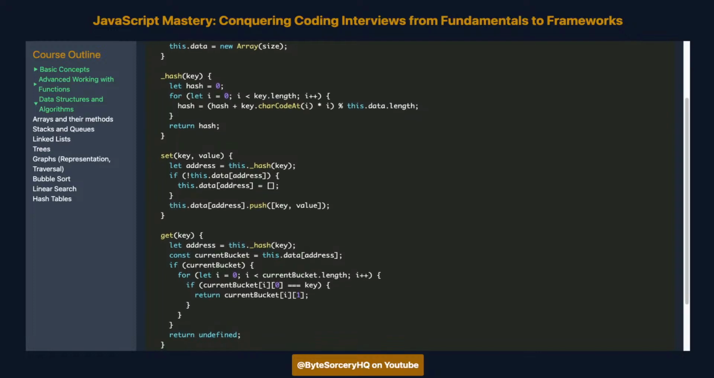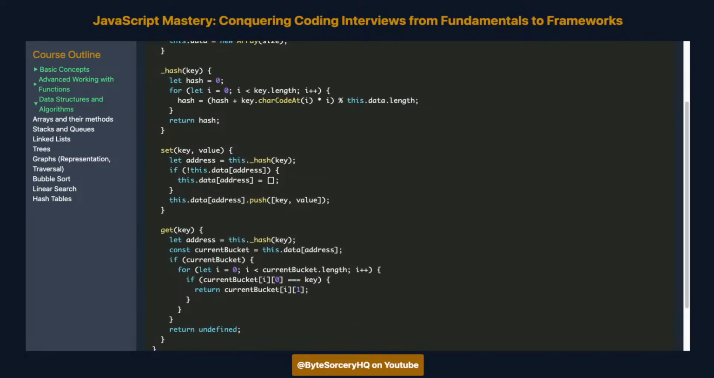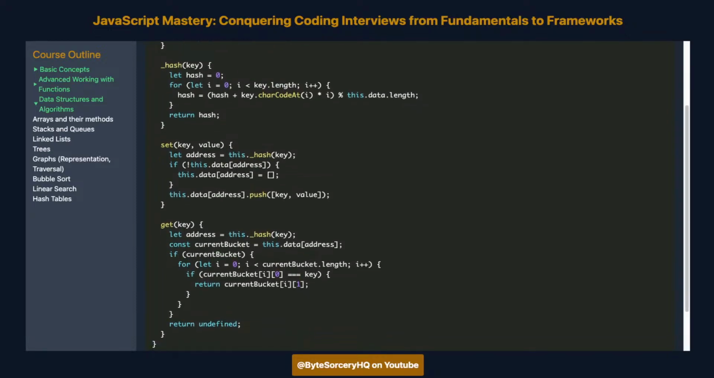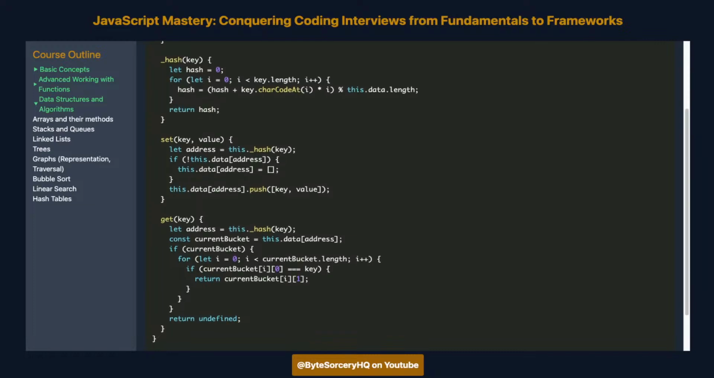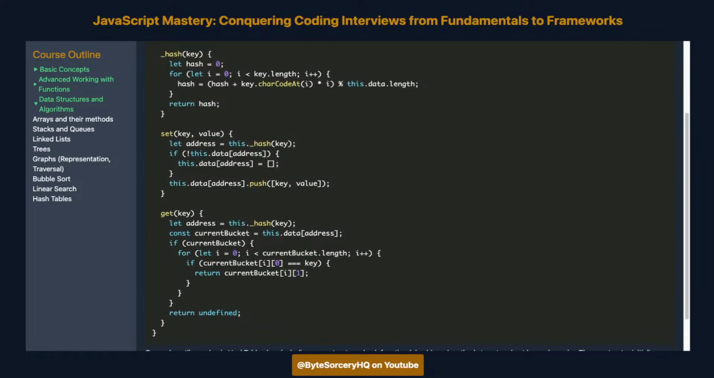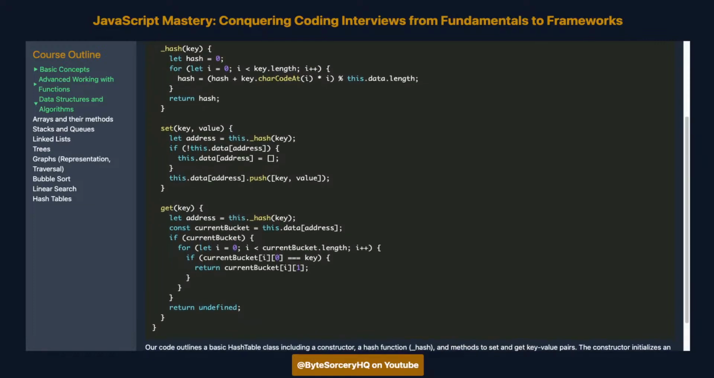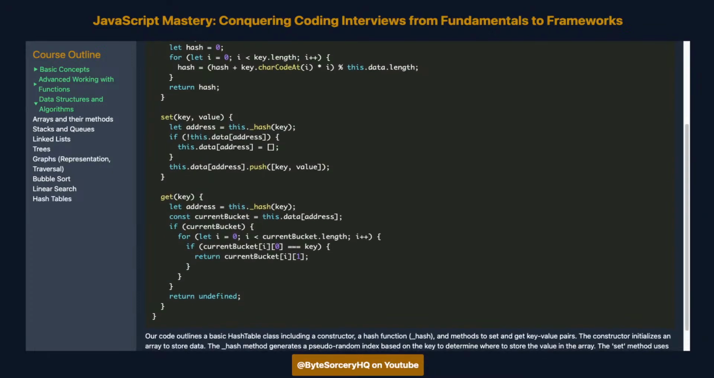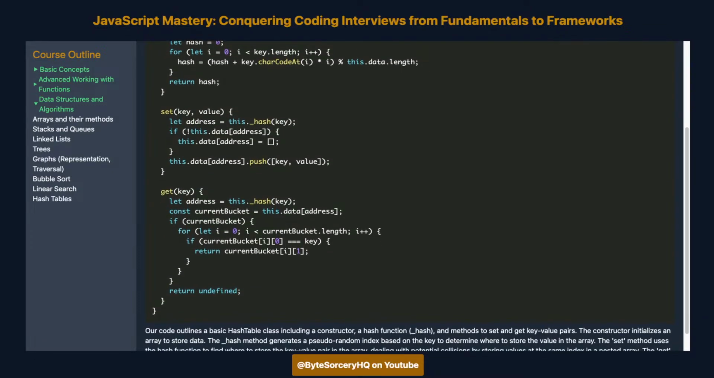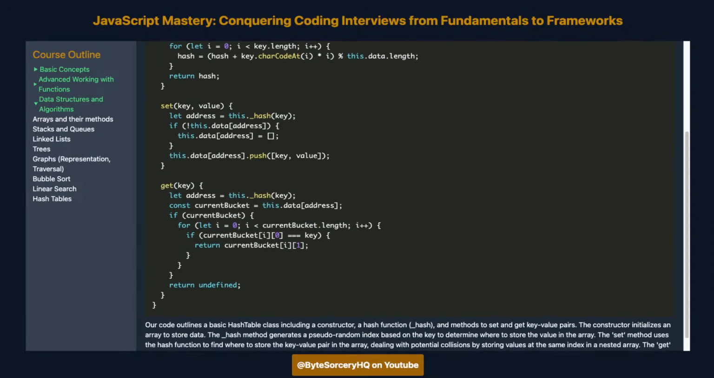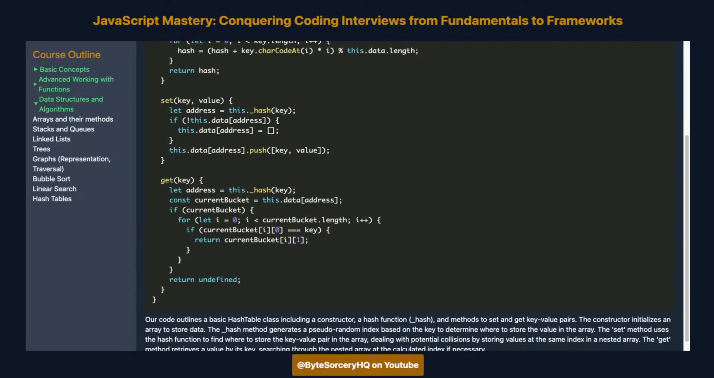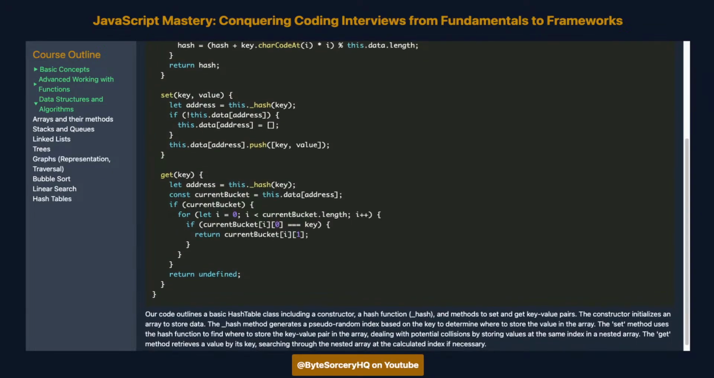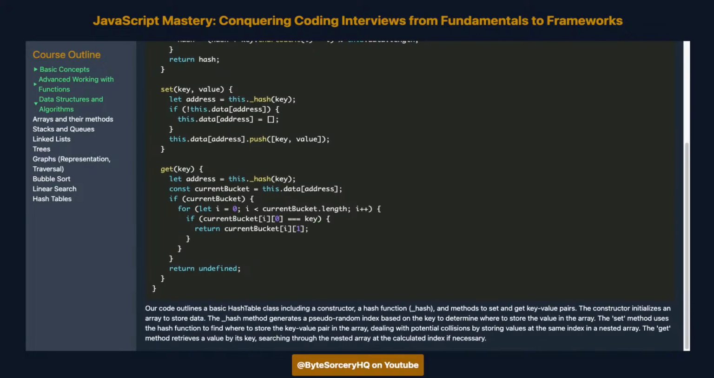The hash method generates a pseudo-random index based on the key to determine where to store the value in the array. The set method uses the hash function to find where to store the key value pair in the array, dealing with potential collisions by storing values at the same index in a nested array. The get method retrieves a value by its key, searching through the nested array at the calculated index if necessary.